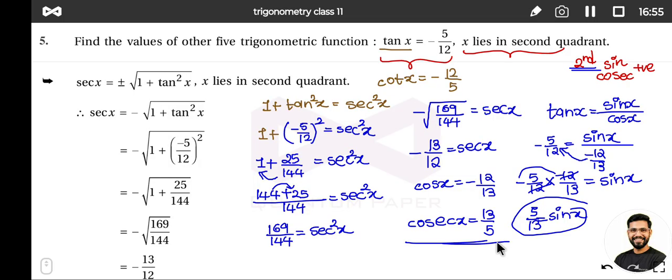You can solve all these questions by using Pythagorean triplets also, by using the triangle.